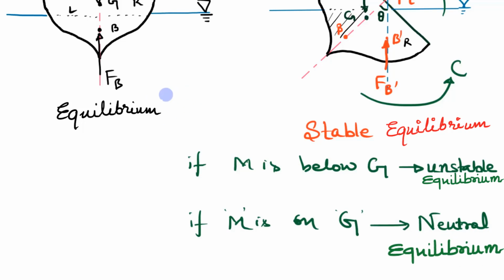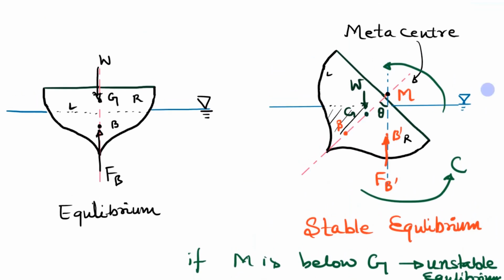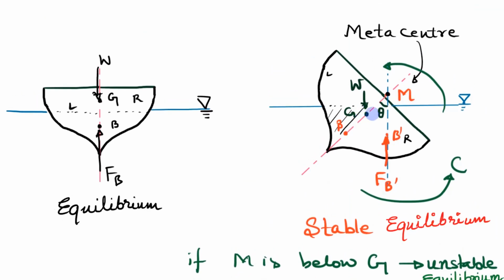Therefore, we can say that for floating bodies, stability is determined not simply by the relative position of B and G. B and G alone cannot determine the equilibrium, rather it is the relative position of M and G. The position of M with respect to G decides whether the body is in stable equilibrium, unstable equilibrium, or neutral equilibrium.